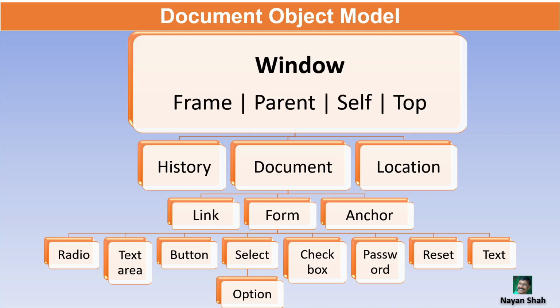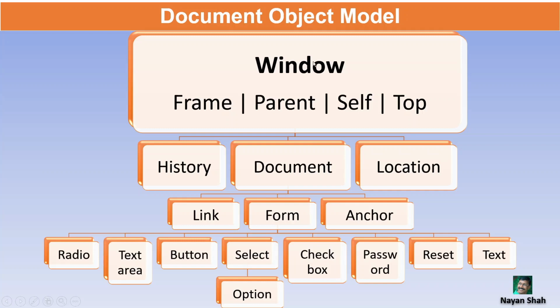A form can have all these things. It can have a radio button, it can have a text area box, it can have a simple button, a user defined button, it can have a selection box, a checkbox, a password box, a reset button, a text box. It can have all these things. Out of these, the selection box will again have some options in it. So this is the hierarchy it shows.